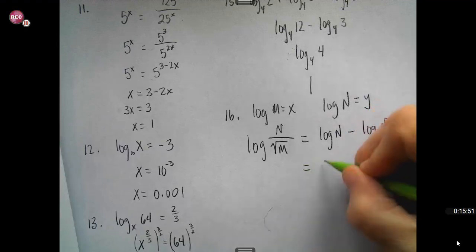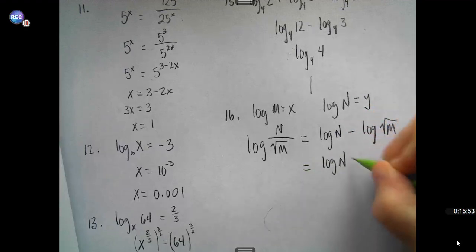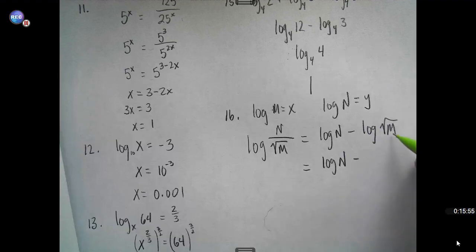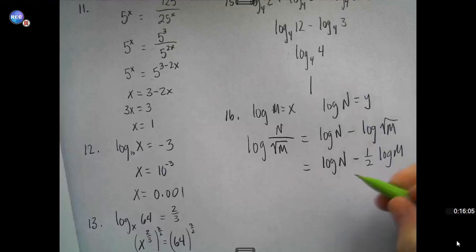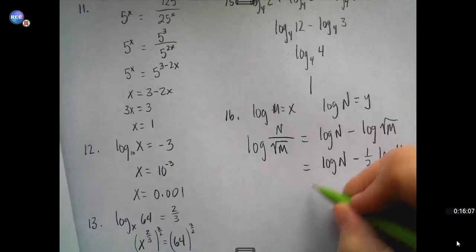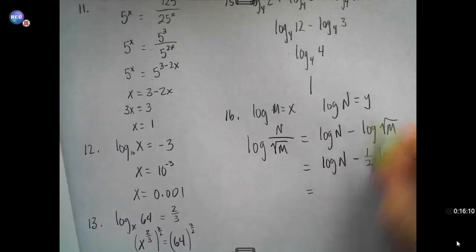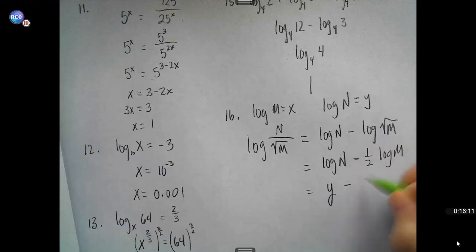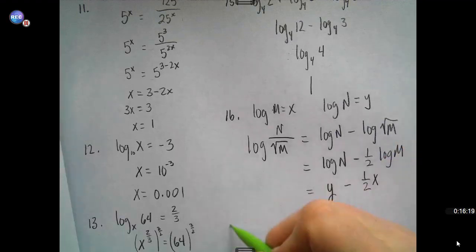Then the next thing I can do is that's log n. This is m to the 1/2, so I could make that 1/2 log m. And now I can substitute in x and y. Log n is y, and log m is x. And so your answer is y minus half of x.